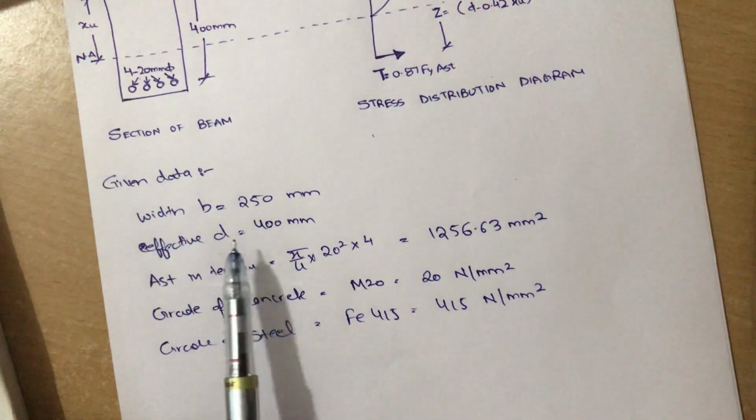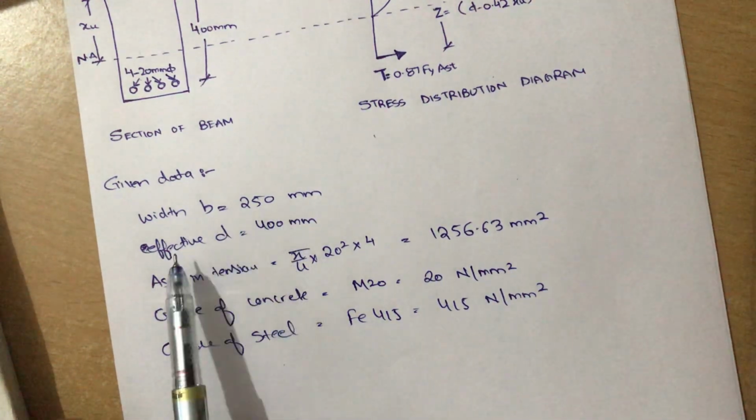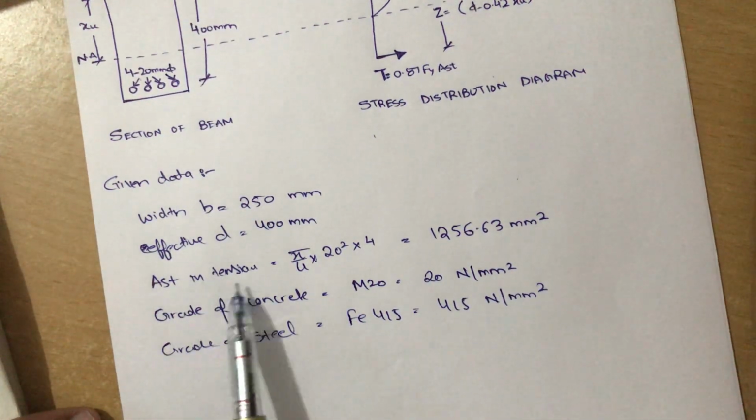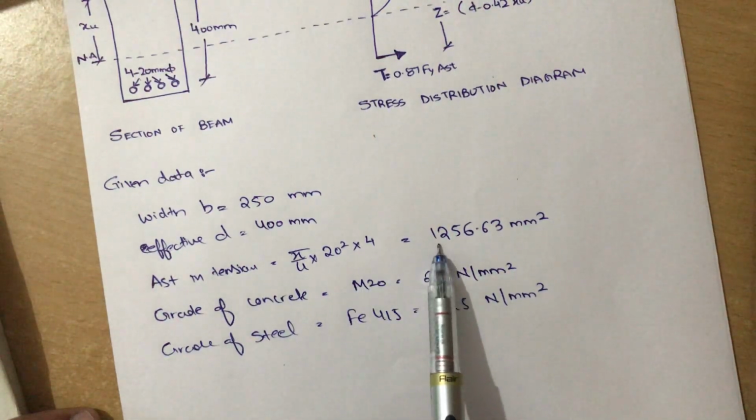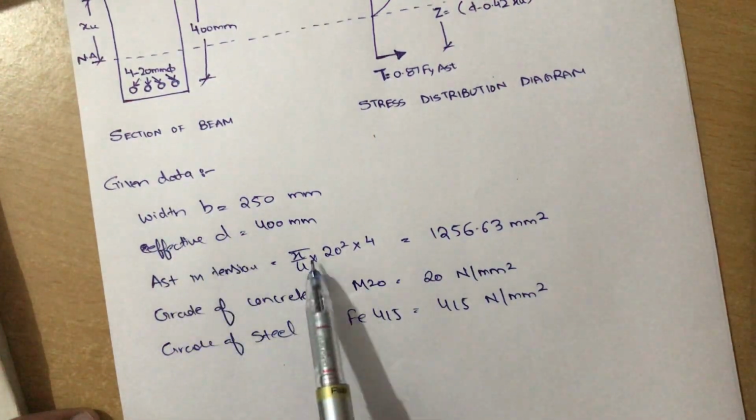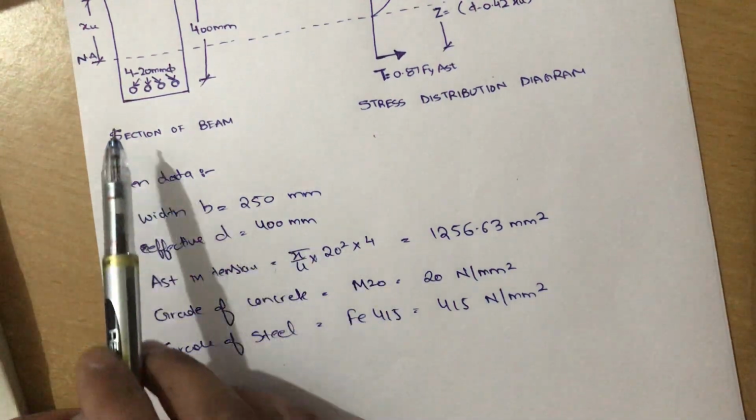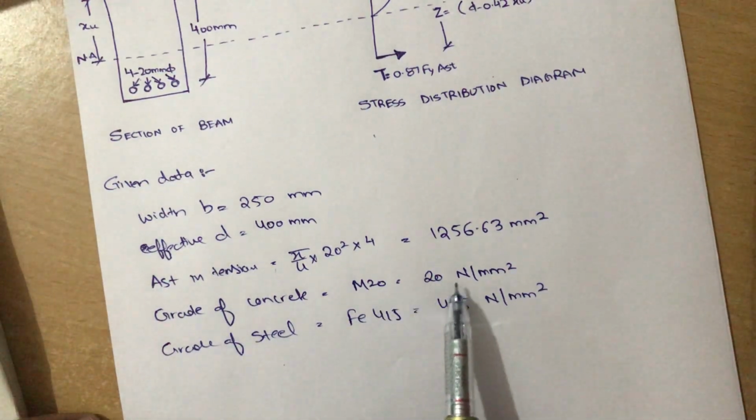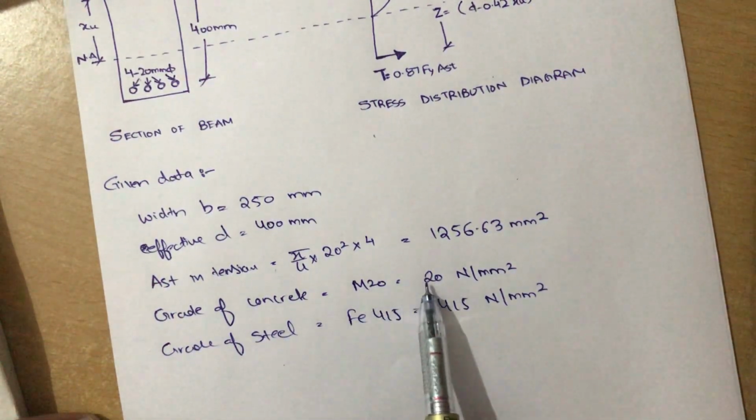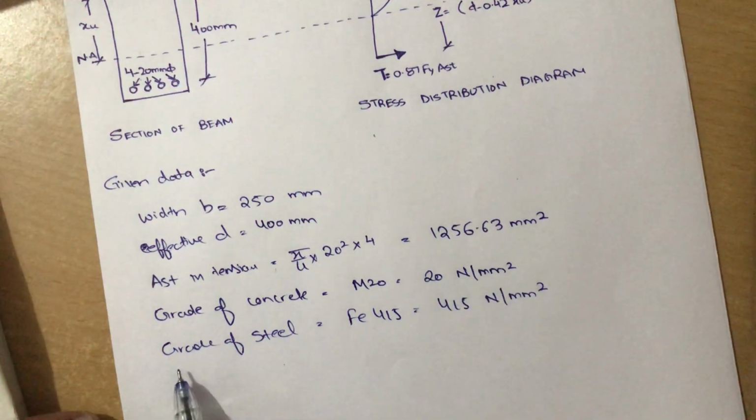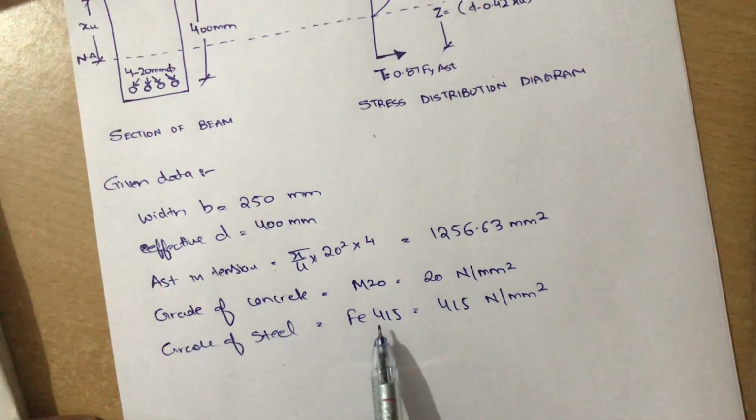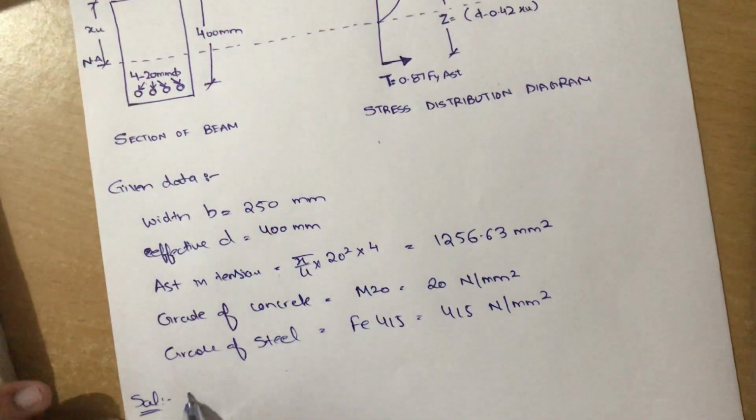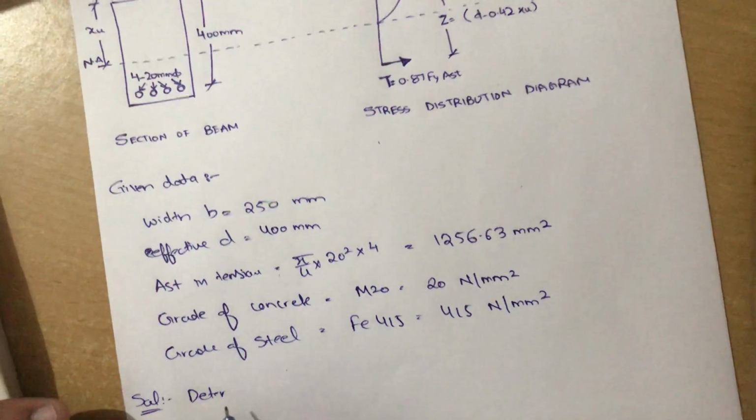First we have to write down the given data. Width of section is equal to 250 mm, effective depth 400 mm, and area of steel in tension is equal to 1256.63 mm square. We have to calculate the area of steel of 1 bar and multiply with 4 because we have 4 bars. Grade of concrete is M20, which is equal to 20 Newton per mm square, and grade of steel we are using is Fe415. So first of all we have to calculate the depth of neutral axis.